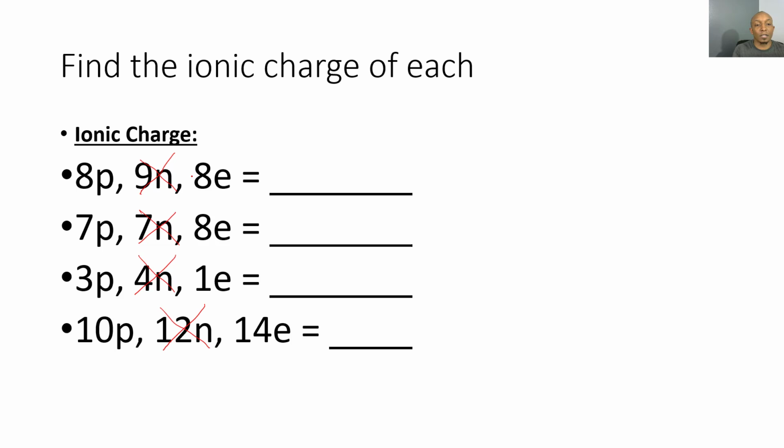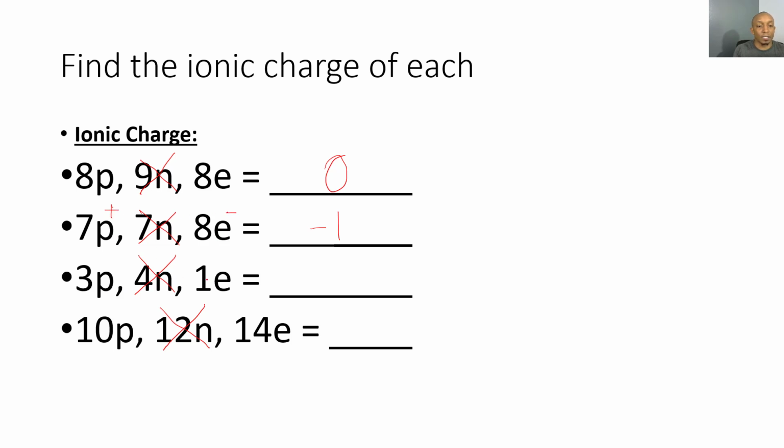So now let's look at the following and find the ionic charge of each. If we have 8 protons and 8 electrons, 8 minus 8 is going to give us a charge of what? 0. If we look at this one, we have 7 protons and 8 electrons, which would give us a charge of 7 minus 8, a -1 charge. Why? Because I have one more electron than protons. Remember, electrons are negative, protons are positive.